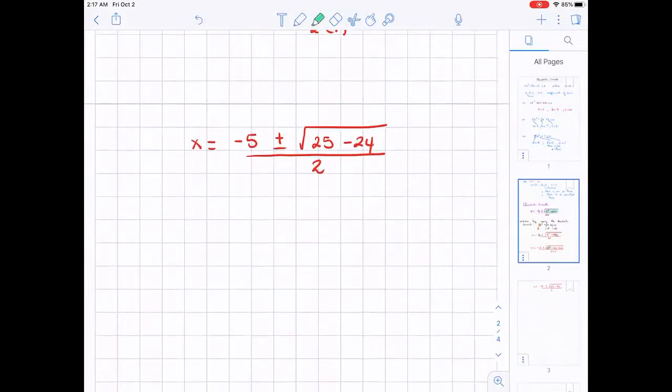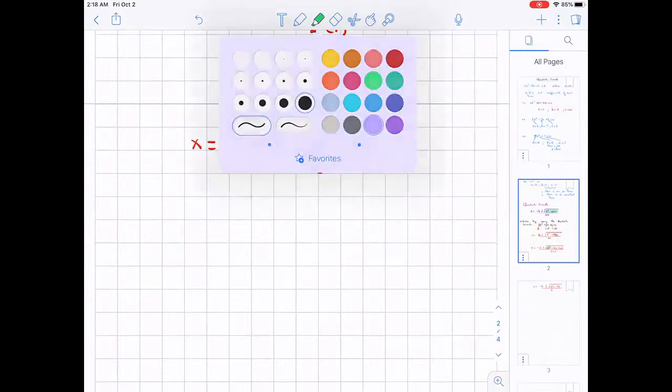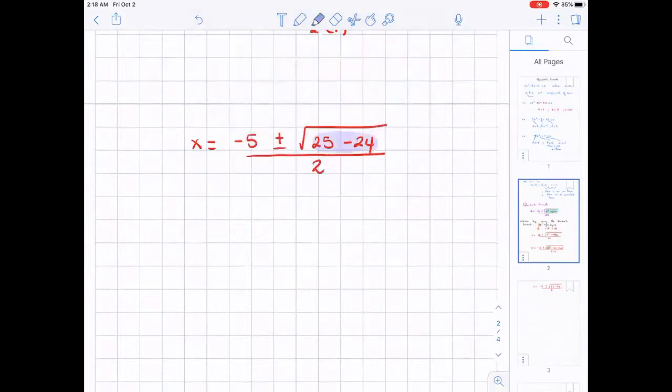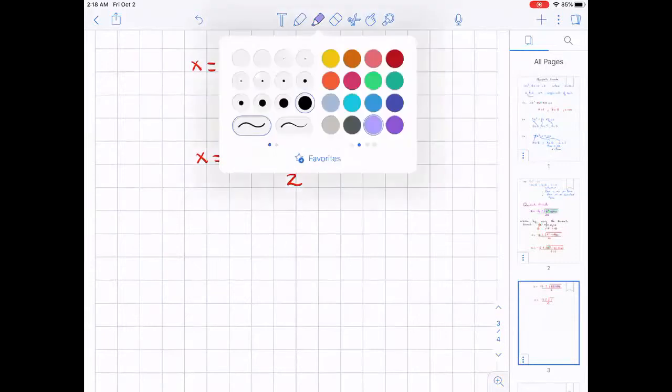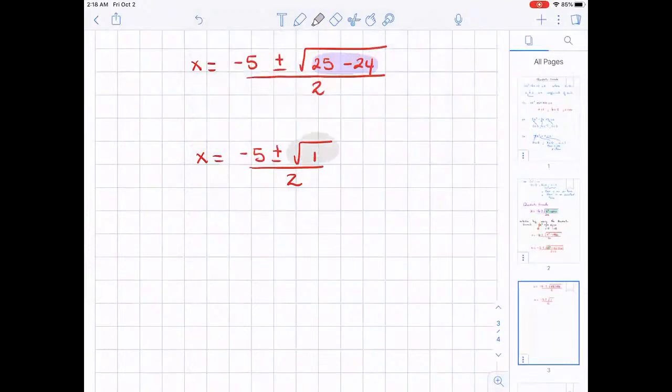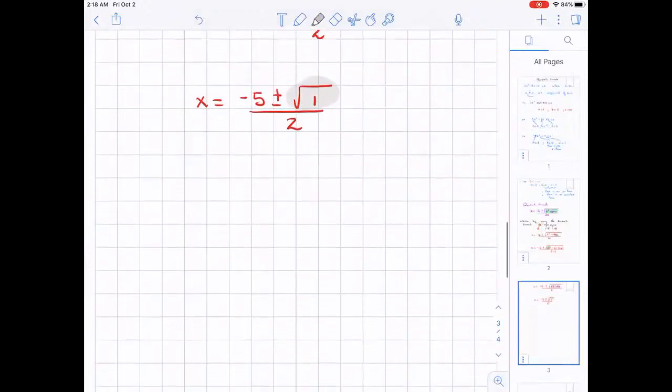Simplifying under the square root, so we're simplifying here now. So we have x is equal to minus 5 plus or minus the square root of 1, over 2. And then the next step is to identify if we happen to know the square root of this. So the square root of 1 is 1.